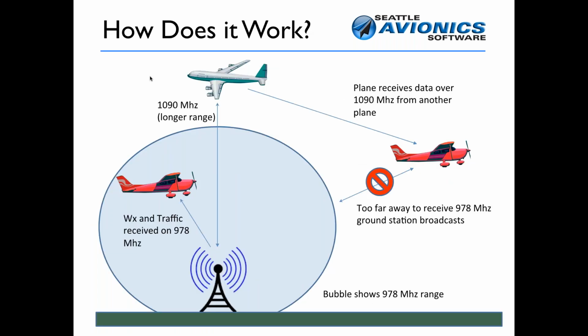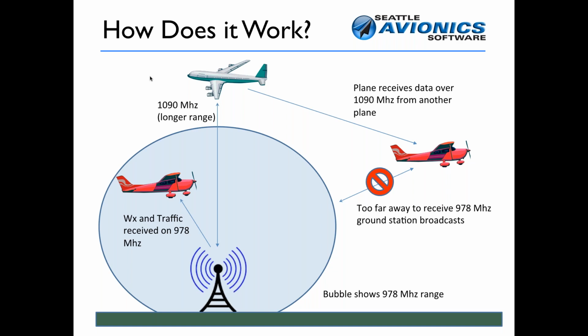Okay, again, quick recap: two different frequencies, 1090 and 978. The blue bubble there is the 978 bubble. 978 is ground-based. There's a series of, I think, 700 or 800 transmitters throughout the country, and you could think of them like cell phone towers. If you're flying within that bubble on 978, you're transmitting your location to the towers, which are then broadcasting traffic information for you.